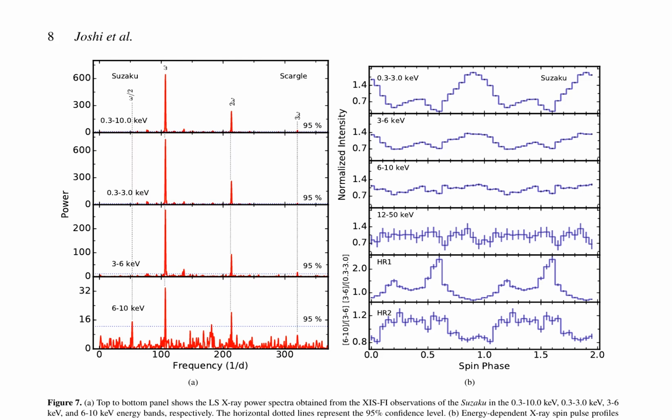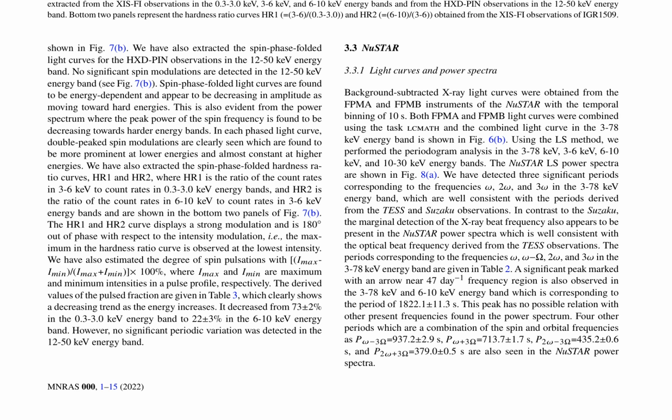exhibit three significant periods corresponding to the frequencies omega, 2 omega, and 3 omega in the combined light curve, Figure 6b. These periods are consistent with those derived from the TESS and Suzaku observations. The NuSTAR power spectra, Figure 8a, also exhibit a marginal detection of the X-ray beat frequency, consistent with the optical beat frequency derived from the TESS observations. The periods corresponding to the frequencies omega, omega minus Omega, 2 omega, and 3 omega in the 3-78 keV energy band are given in Table 2.